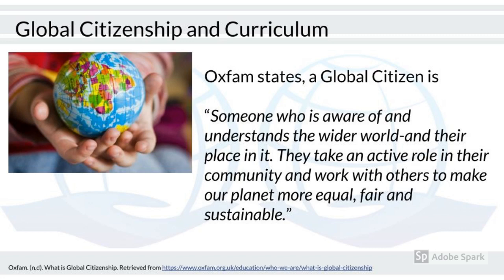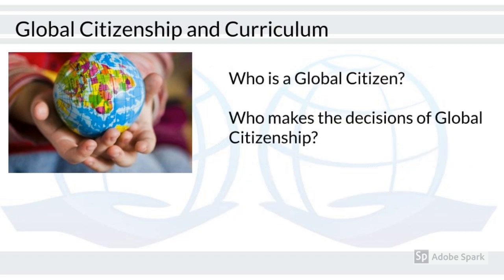As we think about curriculum and cartography, we can also think about global citizenship. According to Oxfam, a global citizen is someone who is aware of and understands the wider world and their place in it. They take an active role in their community and work with others to make our planet more equal, fair, and sustainable. Who is a global citizen? Is it someone who has lived in multiple locations, traveled locally and internationally, experienced oppression in their respective communities, or is it someone who has lived a multitude of experiences, and who makes the decisions of global citizenship?